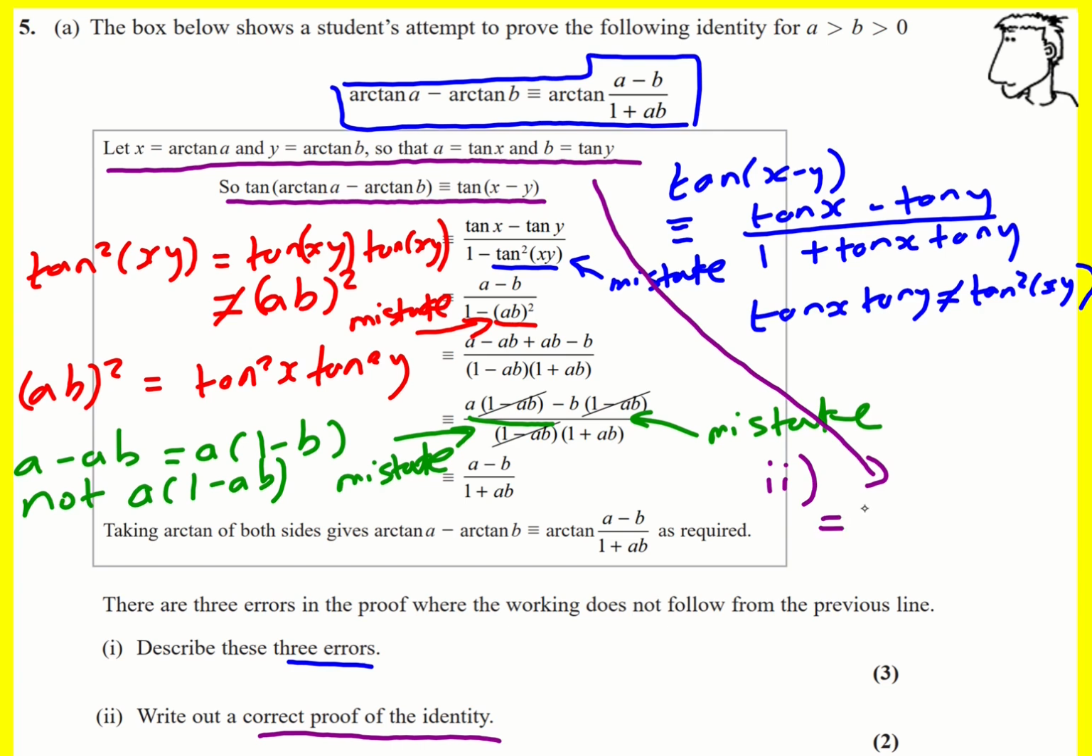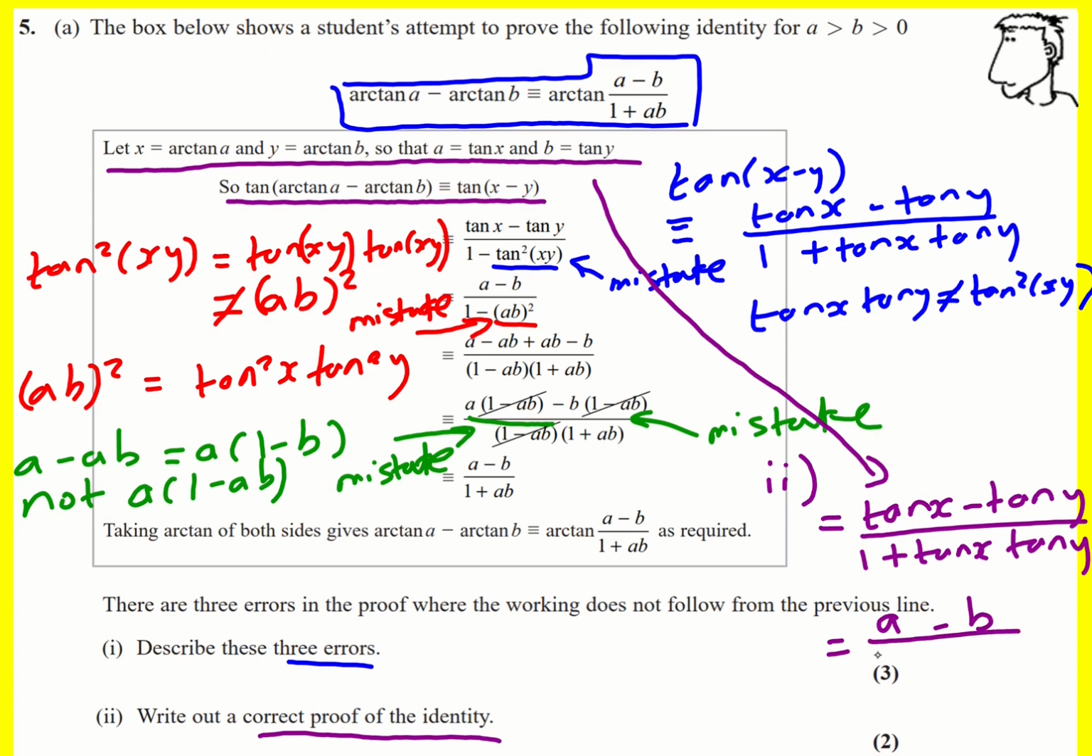Then I'm going to get, using the correct identity, tan x minus tan y all over 1 plus tan x tan y. But all we need to do now is replace tan x by a, replace tan y by b, and do the same at the bottom, as required. So it's actually a very quick proof. Actually, it's not quite as required because that is, remember, for tan of arctan A minus arctan B.